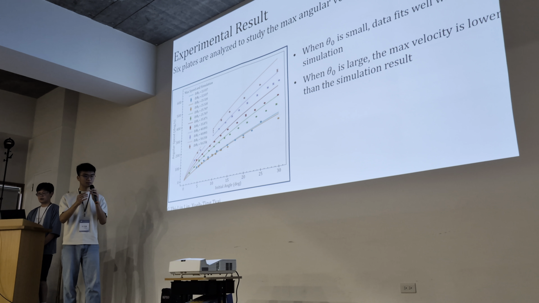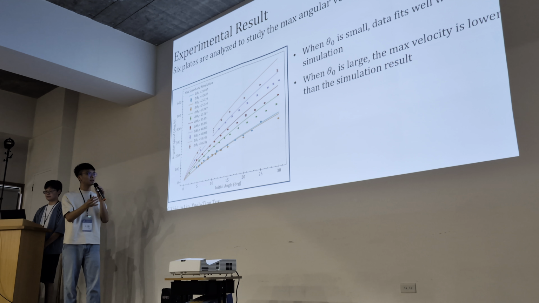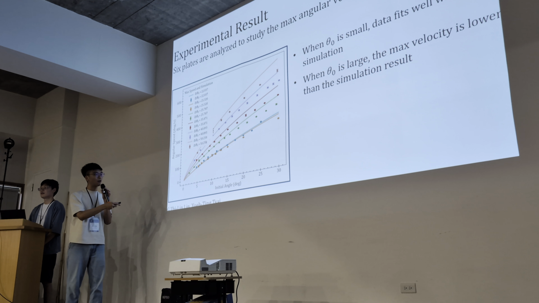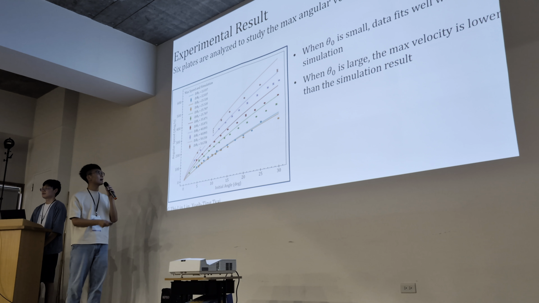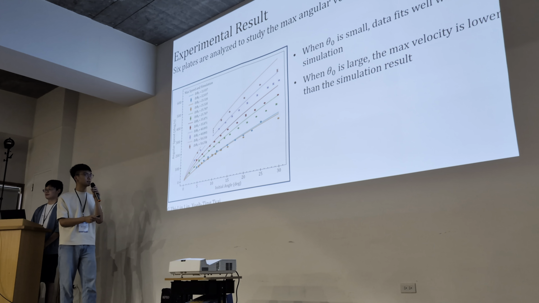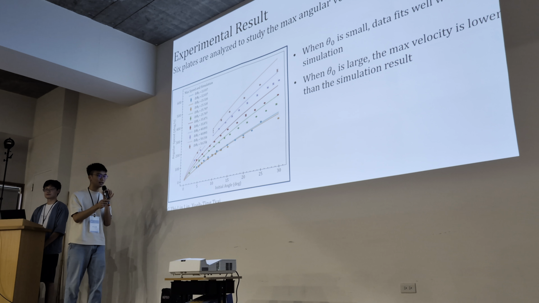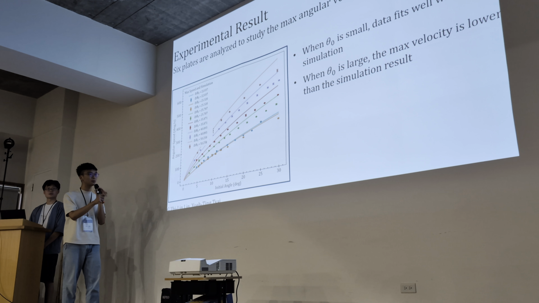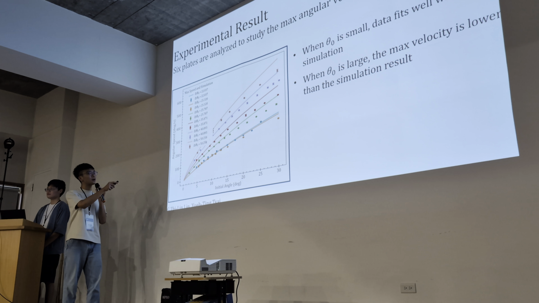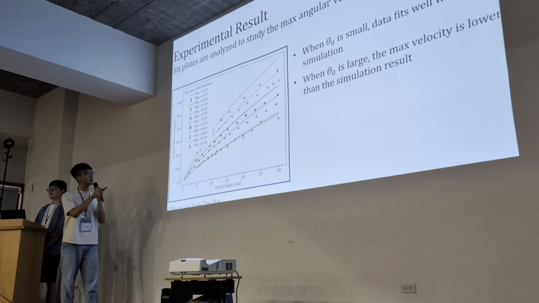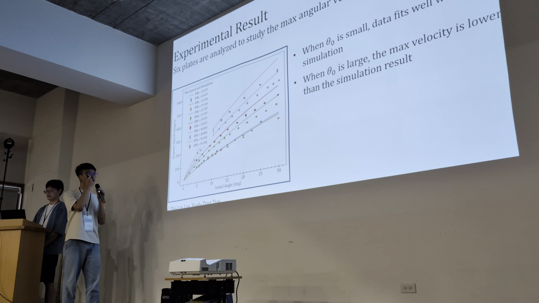We redo all the plates, and we can have this result. The horizontal axis is initial angle, and the vertical axis is the angular velocity, which we record for each plate and each initial angle. There are six curves in this figure, and each can represent a single plate in this result.